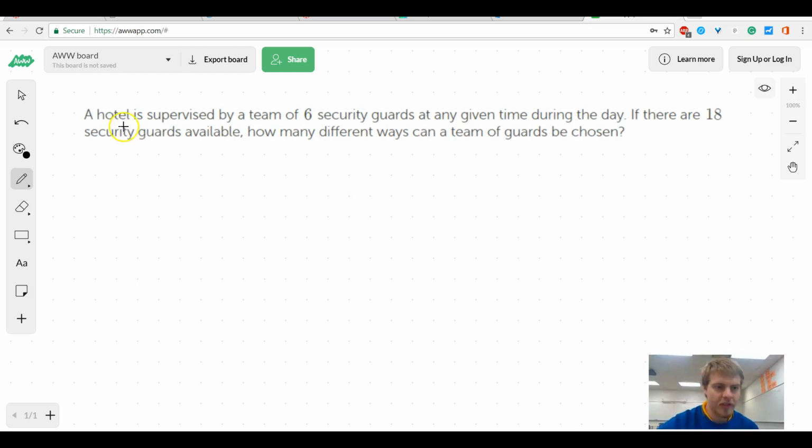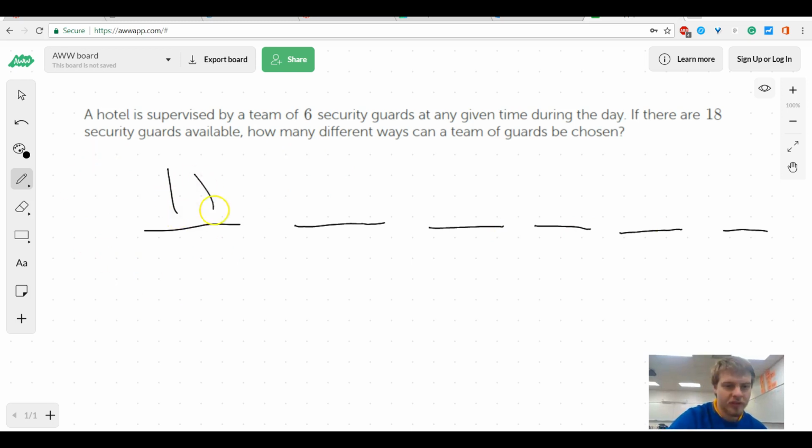It says a hotel supervisor buys teams of 6 security guards at any given time. If there's 18 security guards available, how many different ways can we order these guards? When I'm thinking about how I would set this up, I would just think about my options. So I'm going to have to pick 6 people. So 1, 2, 3, 4, 5, 6. And then when I pick the 6 people, I think of how many choices I have. Well, I have 18 choices here.